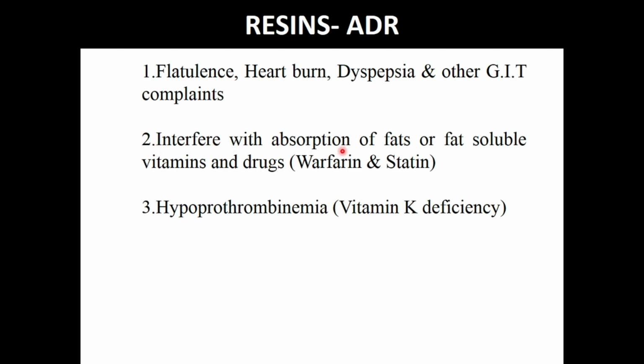They interfere with absorption of fats, fat-soluble vitamins and drugs, such as warfarin and other statins. As a result of less absorption of fat-soluble vitamins, vitamin deficiency can occur. So what are the fat-soluble vitamins? Anyone can say? Vitamin K, which also has another function: it helps in the synthesis of various clotting factors. So hypoprothrombinemia can occur as a result of vitamin K deficiency.